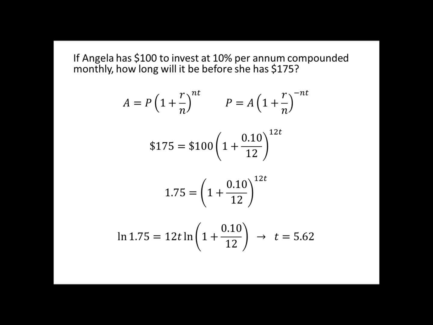Bring that 12t down, so you have 12t times the natural log of the stuff in the parentheses. And now it's really just simple division. Divide over the 12 and divide over the natural log of 1 plus the fraction. And you find out that t equals 5.62. So it's going to take her a little over 5.5 years to earn that $75. If she waits a little longer, she's probably going to double her money.